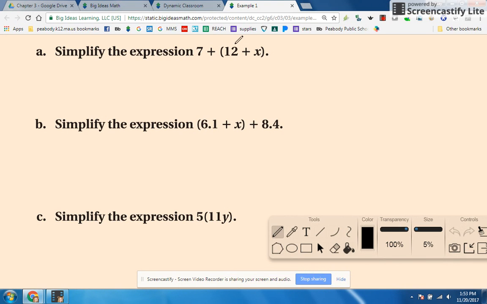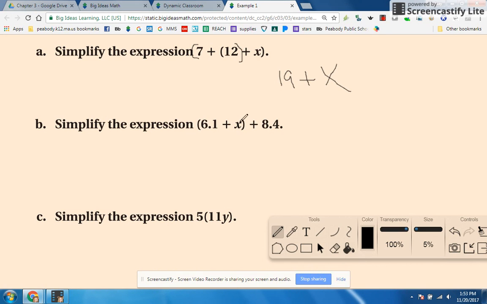with addition and multiplication. So in my head, I'm just thinking I'm going to do 12 plus 7 because those are actual numbers. So 12 plus 7 is 19. And then I'm just going to add an x to it. And that's as far as I can go because I don't know what x equals. So that's my simplified version, 19 plus x. So really all you're doing is just adding the numbers together.